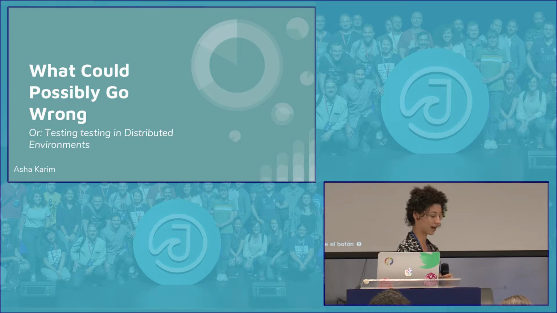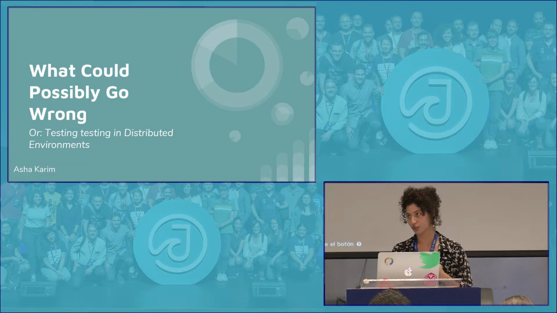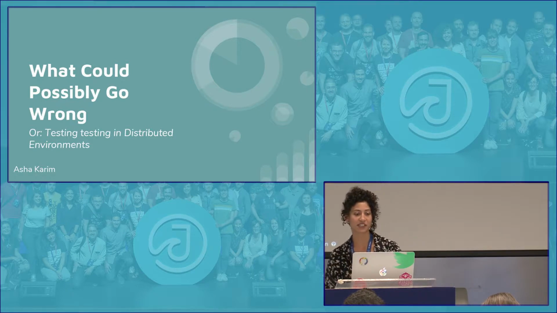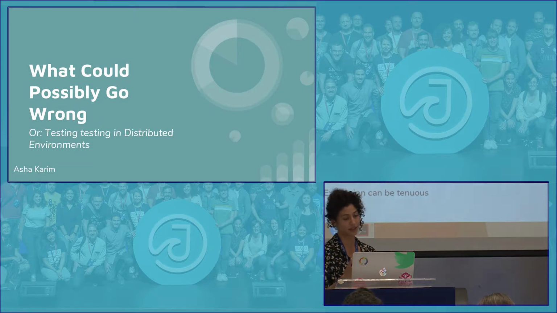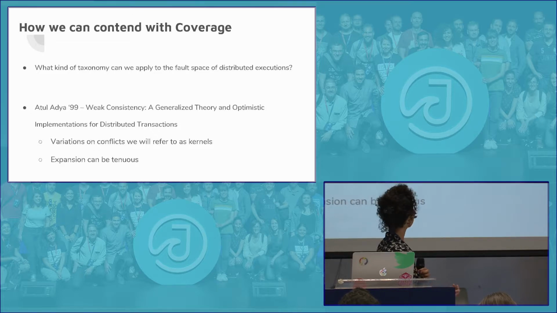The talk does go on, and it's a generative approach to crafting these non-serializable histories. When I say generative, I'm talking about from a classification of the fault space of distributed executions. A lot of my work is rooted in this thesis by Atul Adya, put out in 1999: weak consistency, generalized theory, and optimistic implementations for distributed transactions. It presents different classes of anomalies and faults that you can witness at different levels of isolation, and classifies them as their sets of minimum witnesses. They're basically very compact specimens of these serializability violations.